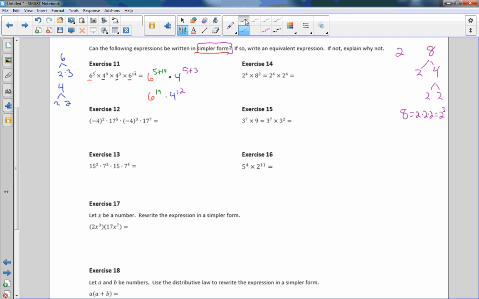So I can change this first, so let's just not change any colors yet. I have 2 to the 4th times 8, which is 2 cubed, so I'm going to put that in parentheses, so that's 2 to the 3rd power squared, equals 2 to the 4th times 2 to the 6th.